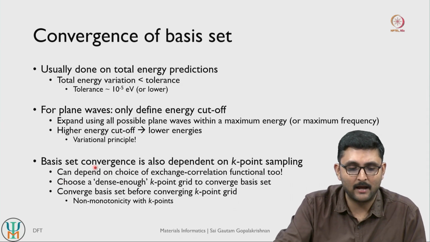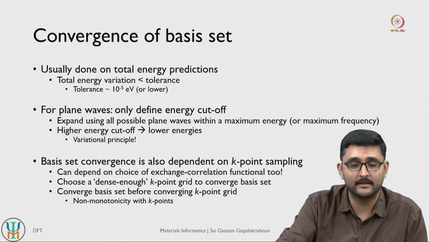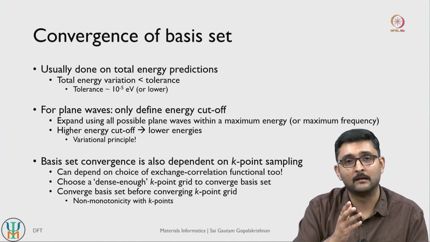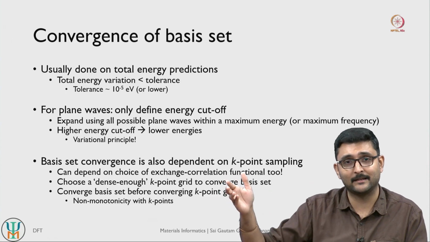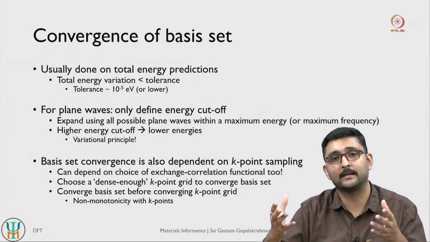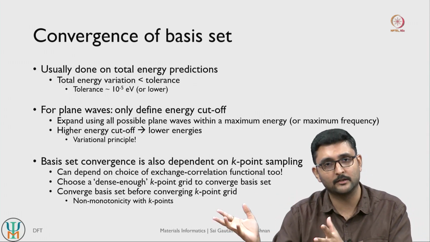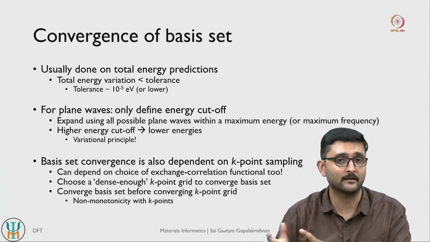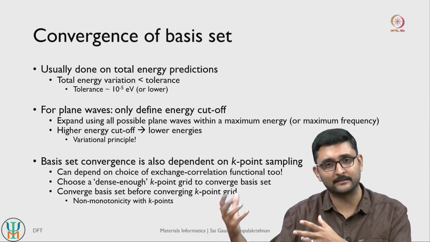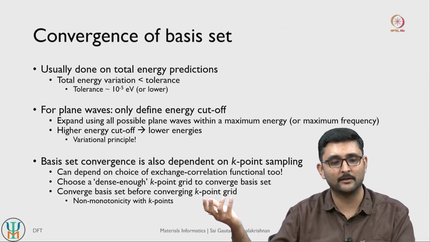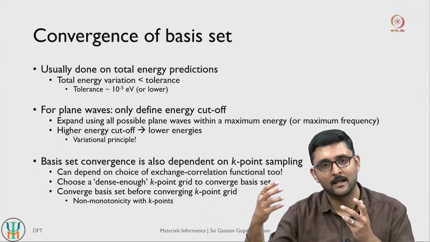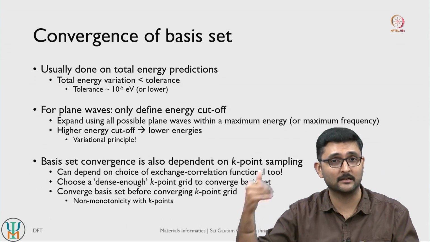So the basis set itself can also depend on the choice of the exchange correlation functional. Different functionals may require different amounts of basis sets, so different energy cutoffs, so that they are able to make their total energy predictions accurately. In general, for example, the meta GGA functionals such as SCAN typically require higher energy cutoffs, because they have to include the second derivative information or the curvature information.